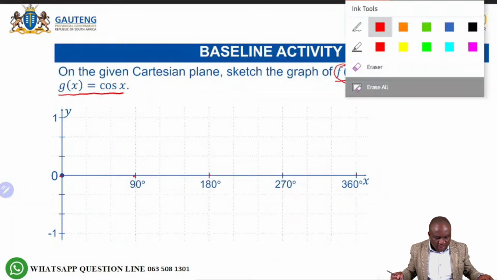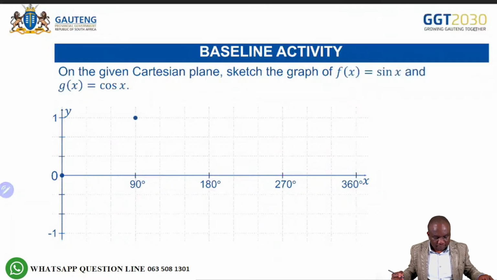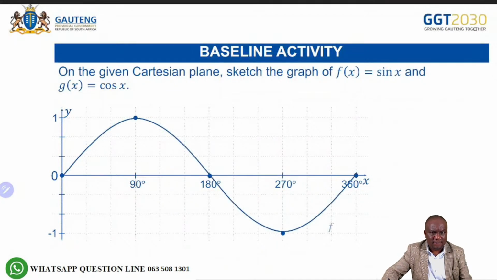And then sine 90 degrees is 1. Remember that. And then what about sine 180? What is sine 180? 0. You must know these critical points. You must know them. And then sine 270 degrees is -1. Please correct that if you got it wrong. And then sine 360 degrees is 0. And then this is our sine graph. It looks like this. That's the sine graph. Please correct it.